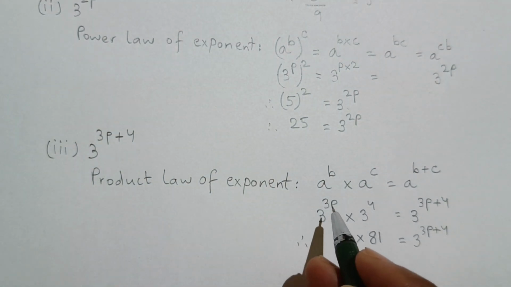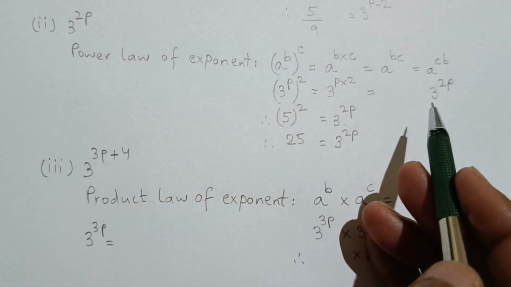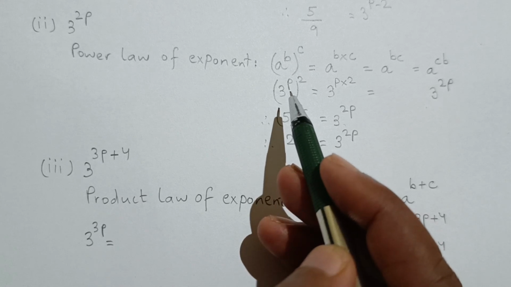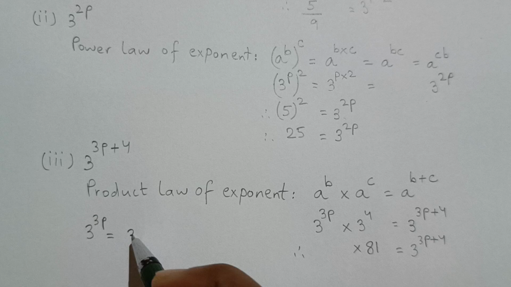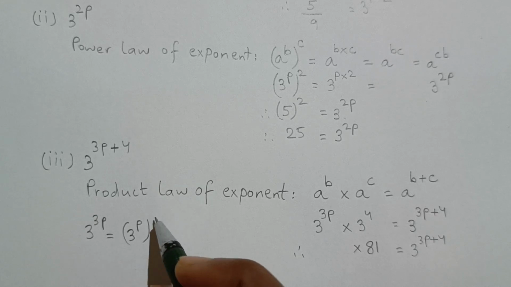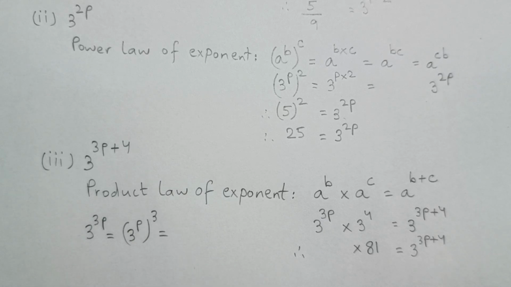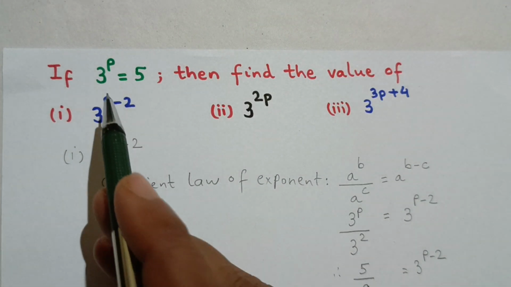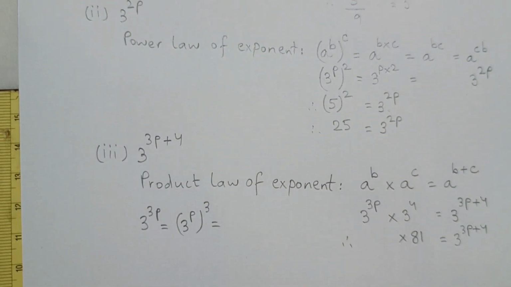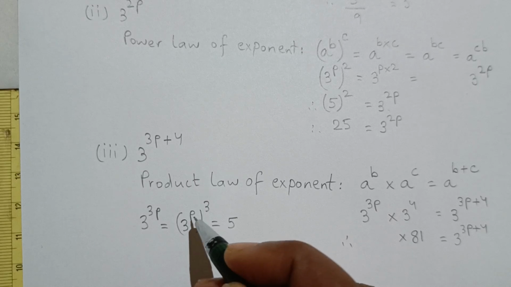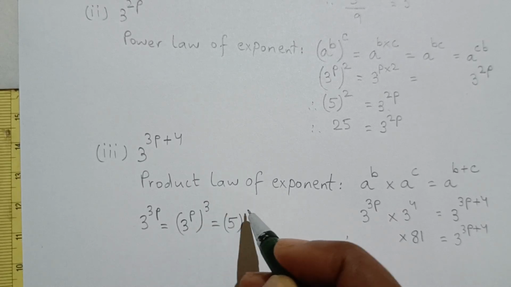So we have to find 3 to the power 3p. So 3 to the power 2p we wrote as 3 to the power p whole raised to the power 2. So 3 to the power 3p I can write as 3 to the power p whole raised to the power 3. And this value, 3 to the power p, is given to us. 3 to the power p is 5. So this becomes 5 whole raised to the power 3.